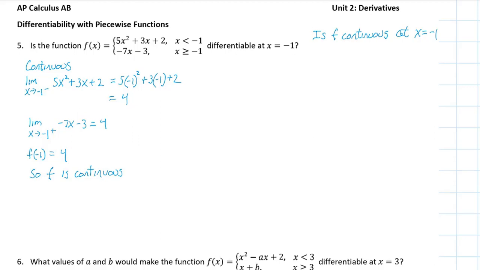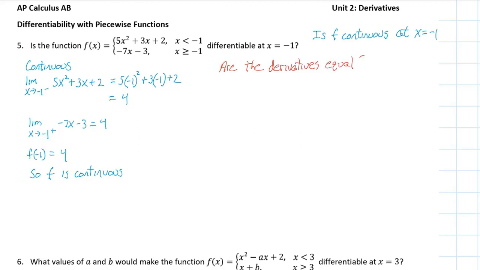Because the limit is equal to where I'm defined. Okay, so that's number 1. I need to show that I'm continuous. If I'm not continuous, I get to quit right there. Okay, the other thing that I have to check for here is, are the derivatives equal?